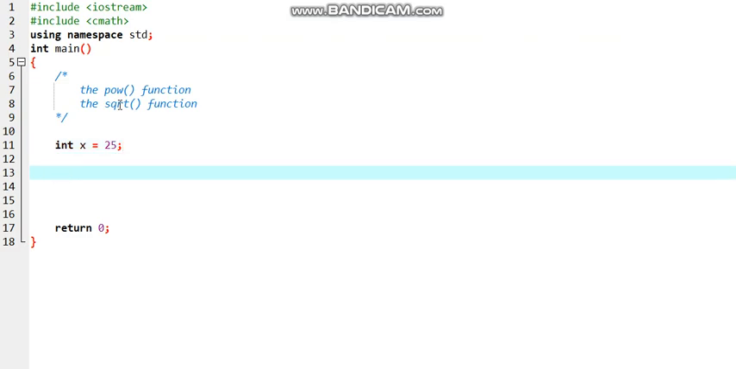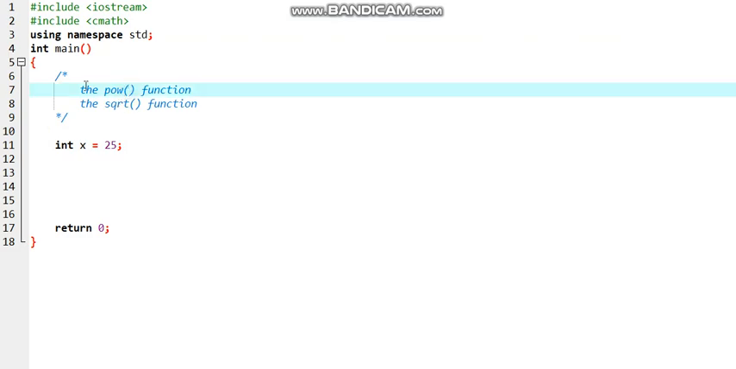So I'll start first by using the power function. The power function will accept two arguments. So just concentrate here. The first argument is the base and the second argument is the exponent. The power function will help you find the answer of the base raised to a certain power. So a number raised to a certain power.